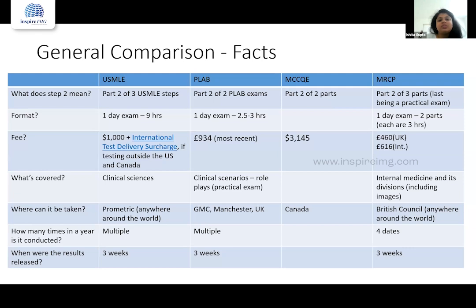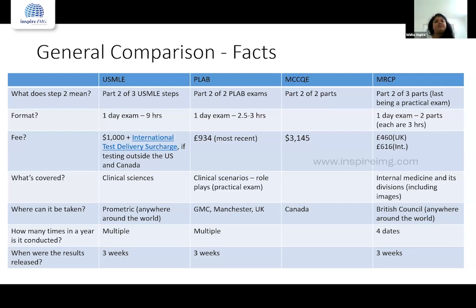For the QE one, now this fee is for the NAC-OSCE. Remember, the part 2 is the NAC-OSCE, the practical exam, and that is 3,000 Canadian dollars. The USMLE fee is in US dollars, obviously. This is Canadian dollars.